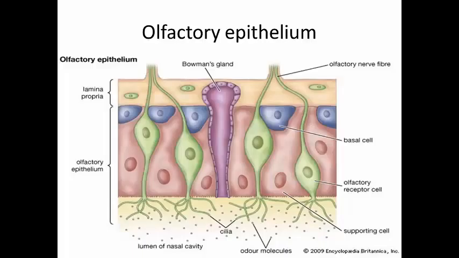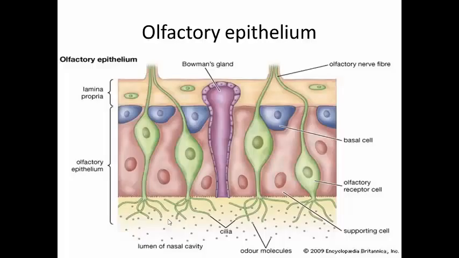They are covered by mucus secreted by the supporting cells and other mucus-secreting cells in the epithelium, like Bowman's gland. Bowman's gland and supporting cells secrete mucus. This mucus covers the surface of the olfactory epithelium. In this mucus are the cilia that project from the dendrite of the olfactory sensory neuron.